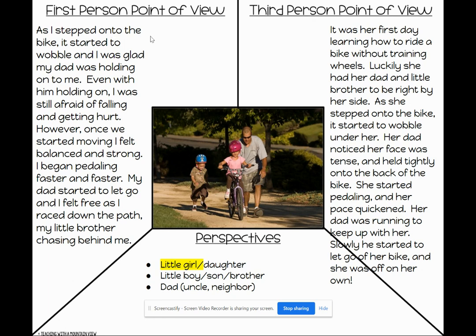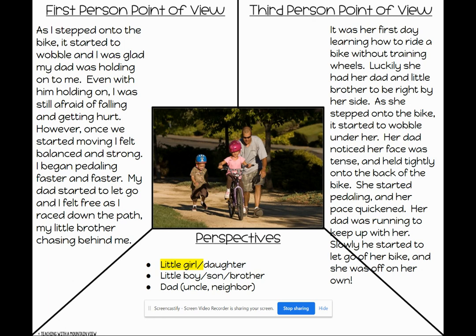As I stepped onto the bike, it started to wobble, and I was glad my dad was holding on to me. Even with him holding on, I was still afraid of falling and getting hurt. However, once we started moving, I felt balanced and strong. I began pedaling faster and faster. My dad started to let go, and I felt free as I raced down the path, my little brother chasing behind me.